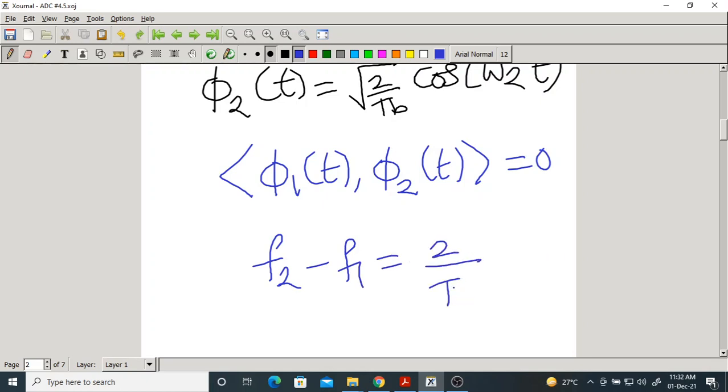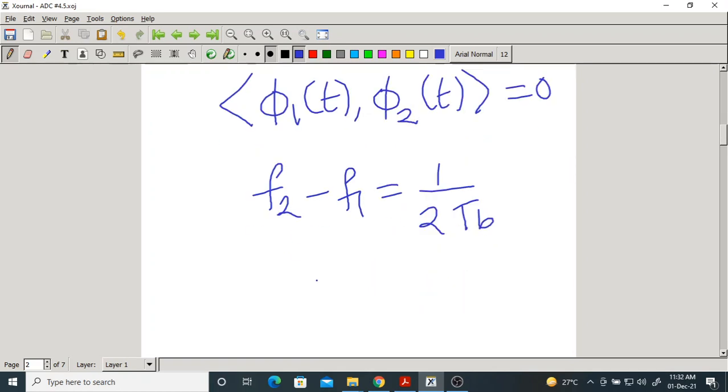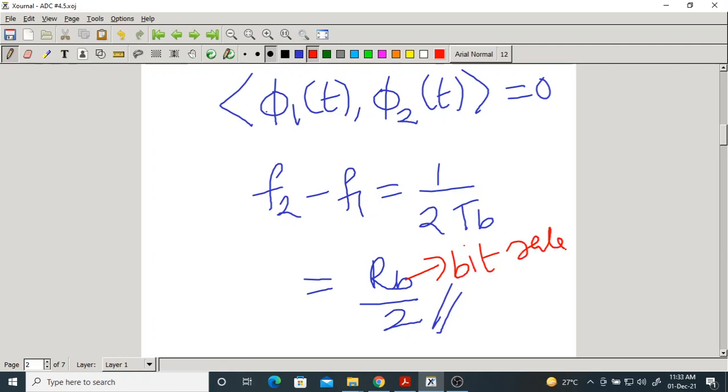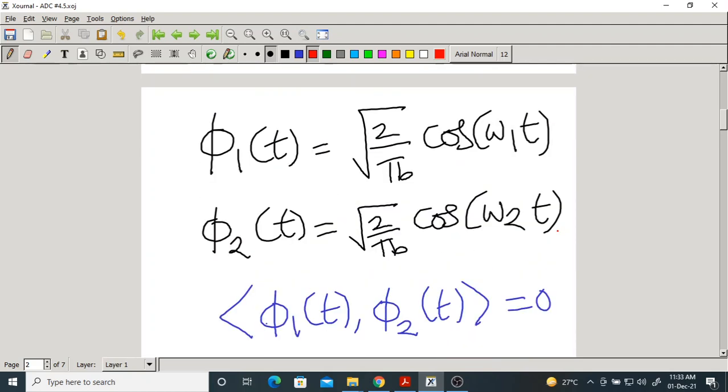Sorry, it is 1 by 2 TB. This is simple mathematics, you can prove it. As I told you, 1 by TB is nothing but RB. So that is RB by 2. RB is called bit rate or also called data rate. Bit rate means bits per second.